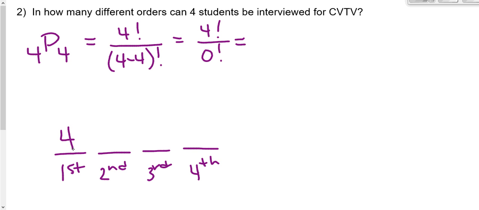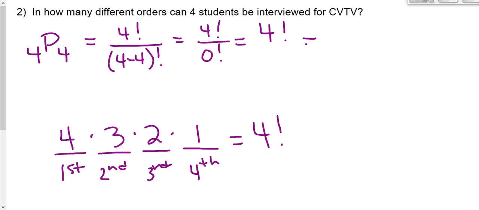There are 4 choices for who's interviewed first, and then there are 3 choices for the second, and then there are 2 choices, and then there are 1. So that would just be 4 factorial. So we need 4P4 to also be equivalent to 4 factorial. And the only way that's going to happen is if 0 factorial is equivalent to 1. And then that works out to be 24. Okay.